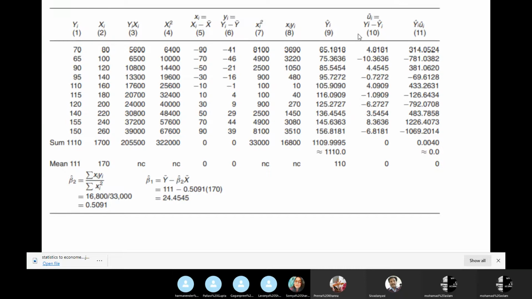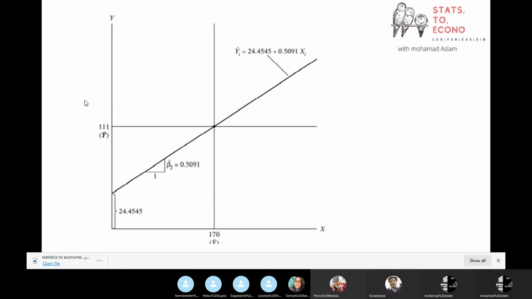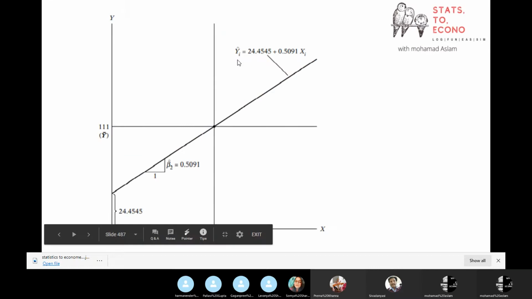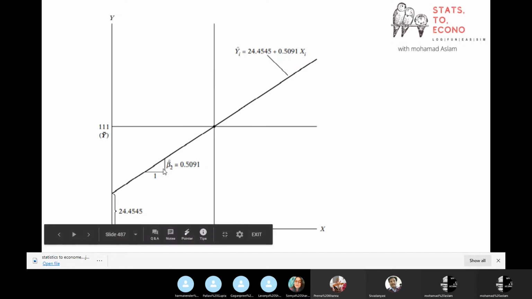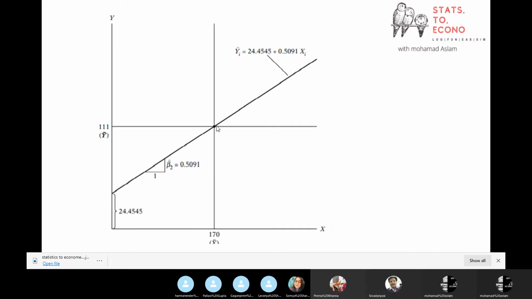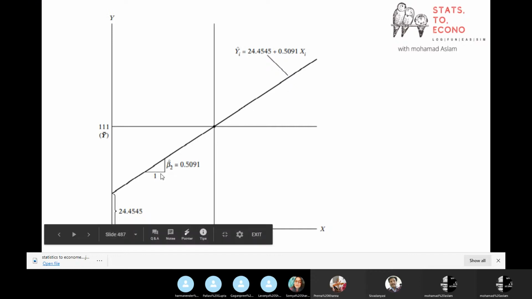So this is how we can work with the OLS estimates. And if you put this data in Stata, it directly gives us the results, like this regression line, this intercept coefficient and slope coefficient. And if we put x values for all the corresponding y values, then you will get the regression line. This is how we estimate these coefficients.